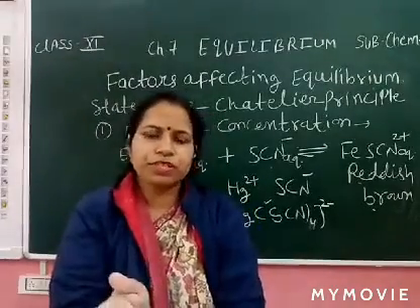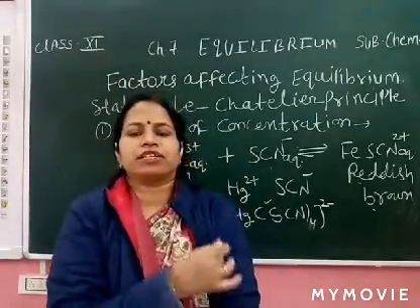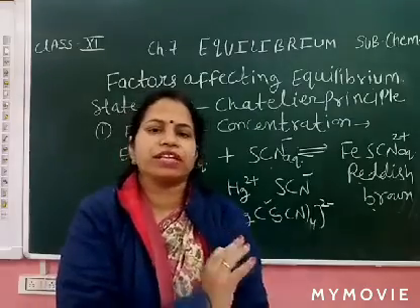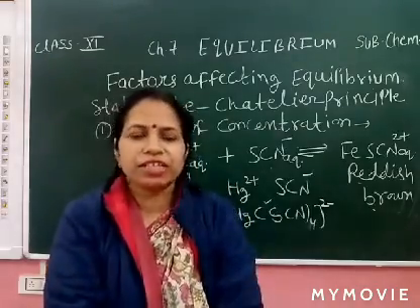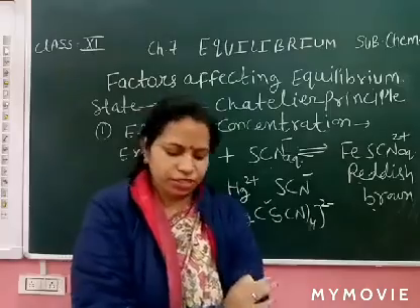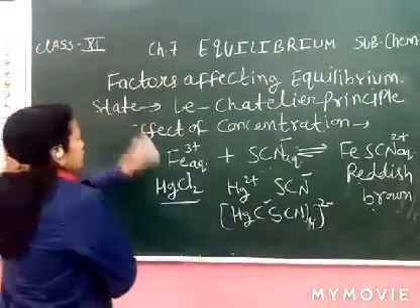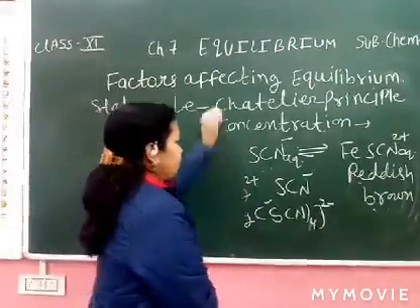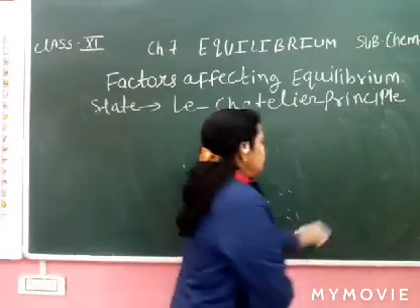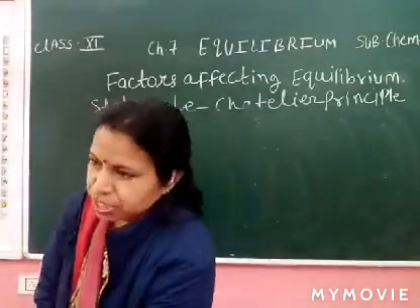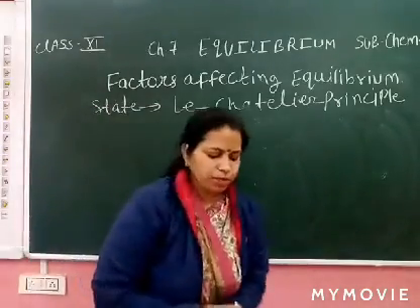When product is removed, the reaction goes forward. When the concentration of reactant increases, then forward direction. When the concentration of reactant decreases or the concentration of the product increases, then the reaction goes in the backward direction. Is it clear? Now there are also examples in our body for the effect of concentration. You can explain them by Le Chatelier's principle.